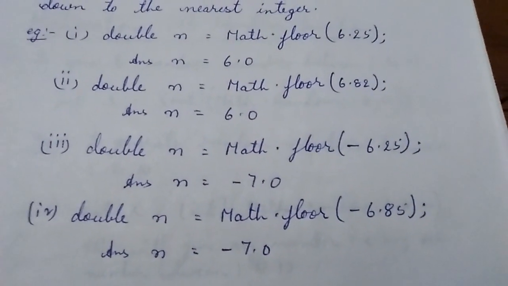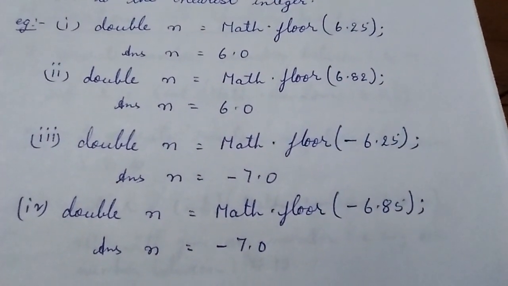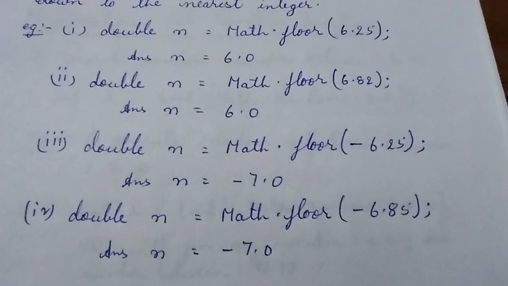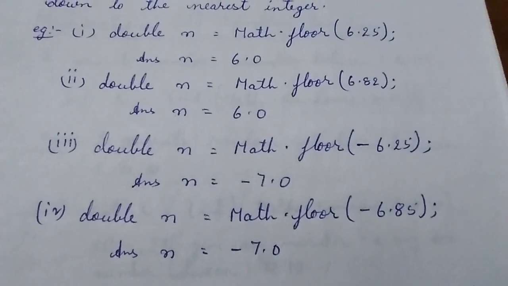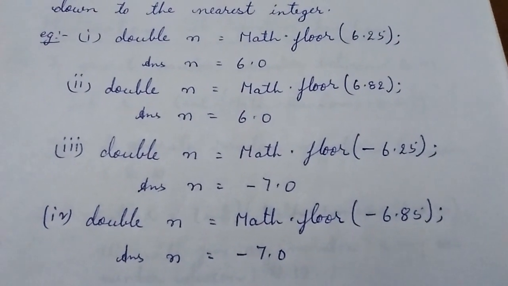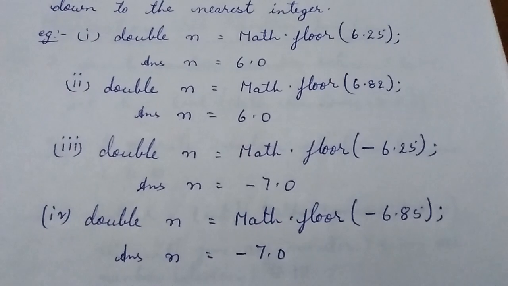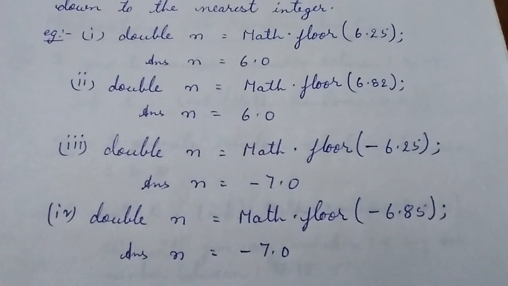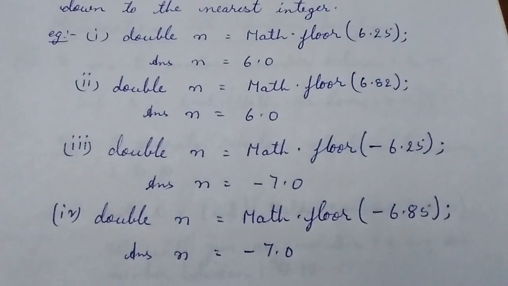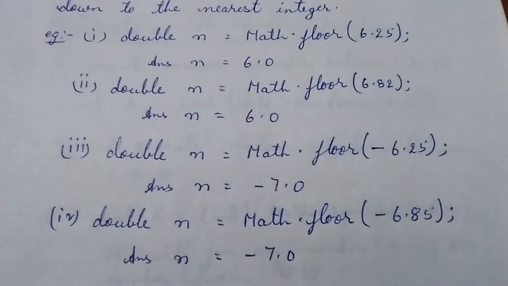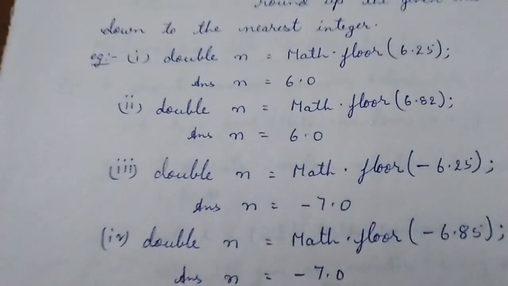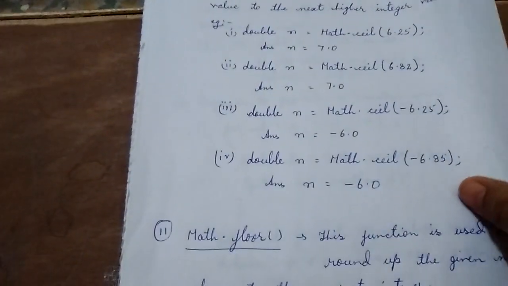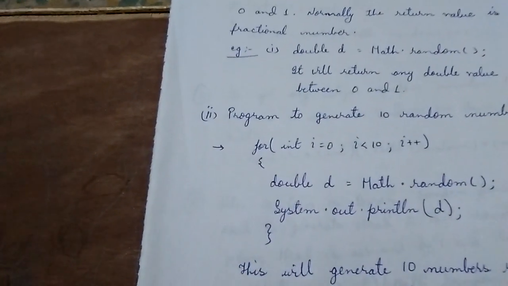the nearest smaller integer value, and it will return the n value as -7.0. Similarly, if we use the floor function with the value -6.85, it will also convert to -7.0. So these are the important functions Math.ceil and Math.floor.